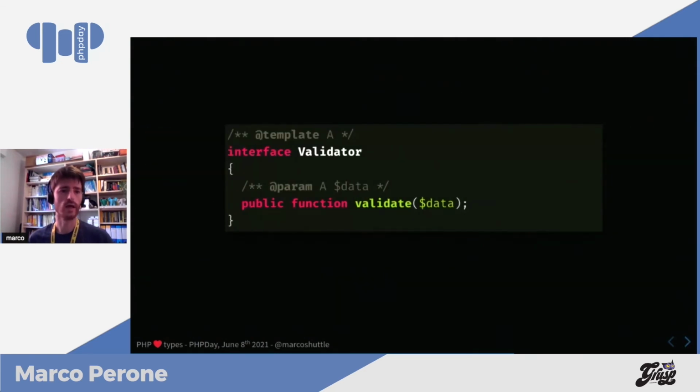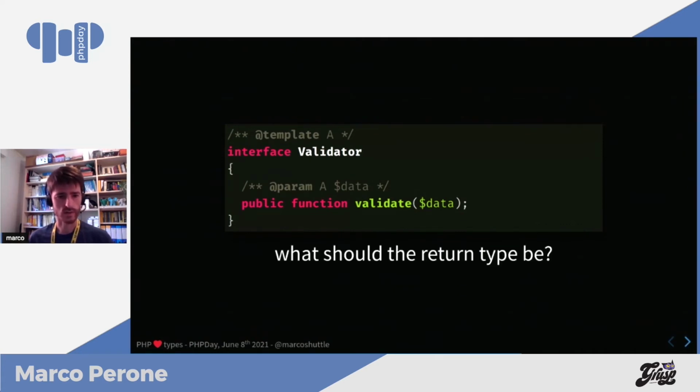So let's begin, and let's define a ValidatorInterface, which will have a single method, validate, which will take some data as input. And we are using a template for the type of data because we want that type to be generic, but we want to be able later on to specify which type that A actually is. So for example, we might want a validator which takes an integer as a parameter, or another validator which takes only a string as an input.